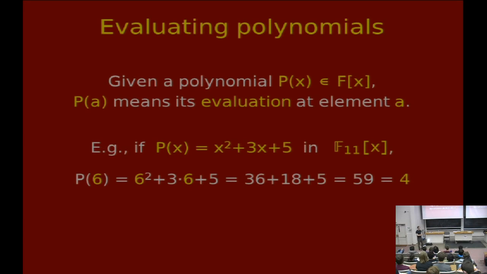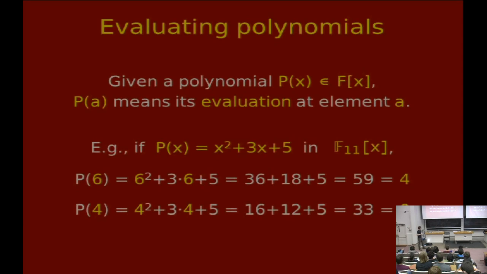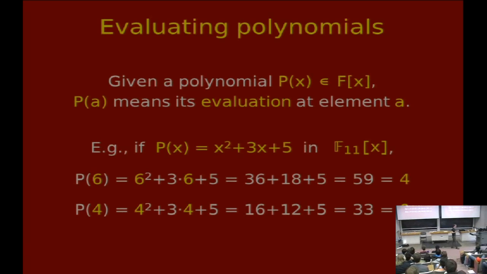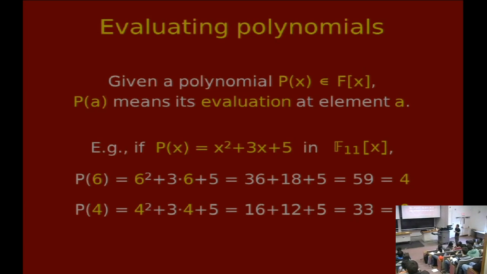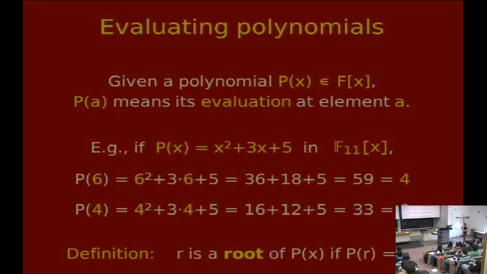I'll do one more example. If you plug in 4, which is also a field element, you get 0. That can happen. And in mathematics, you enjoy it very much if you evaluate a polynomial and you get 0. It has a special name. You say that the number r is a root of the polynomial. Or sometimes you call it a zero of the polynomial, but that's confusing. A root of the polynomial if it makes it evaluate to 0. Okay, so far not that complicated.